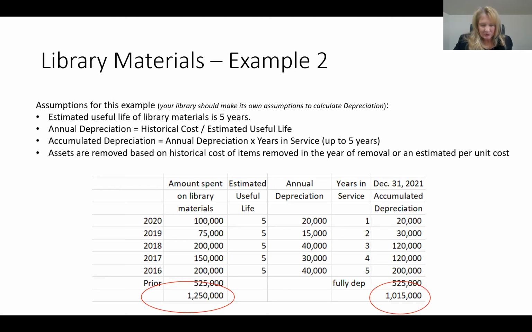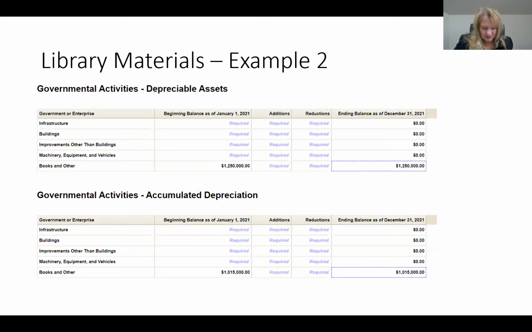Okay, so the only thing that's really changed on this is my assumptions. And you can see this information here would be in the AFR. This top box would match my capital asset ledger. And the second box would be based on my depreciation amounts.